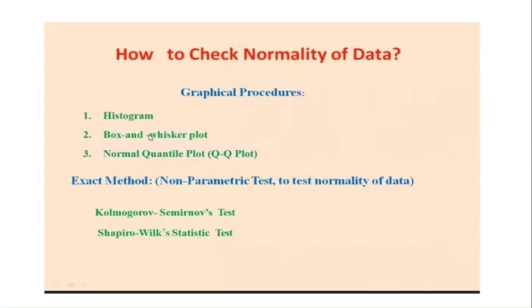How to check normality of data? Normality can be checked in two ways. One is visual methods, which includes histogram, box and whisker plot, and QQ plot. And second is numerical and statistical method, which includes Kolmogorov Smirnov test or Shapiro-Wilk test.